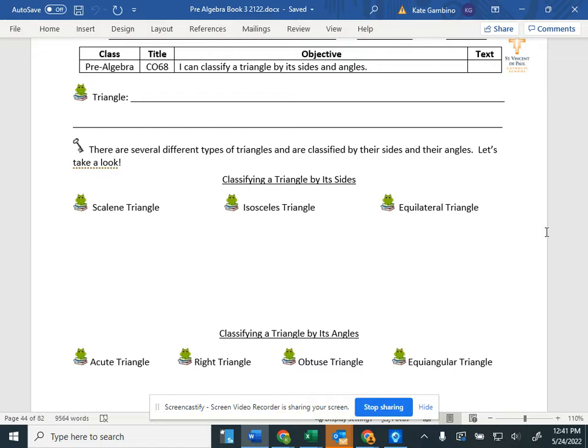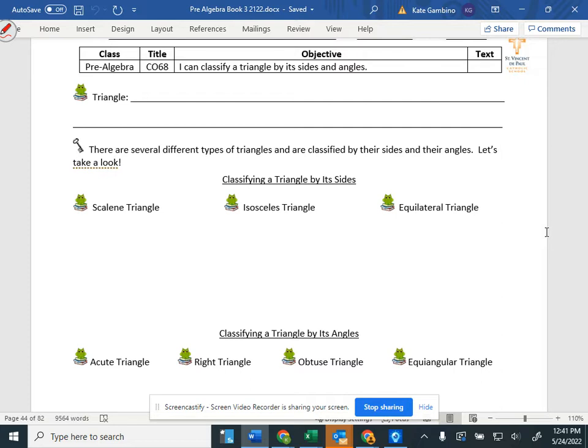I can classify a triangle by its sides. I can classify a triangle by its sides and angles. So we're working with those triangles. We did review triangles real quick before the map test. So we had a brief review of it. Now we're going to go a little bit deeper.